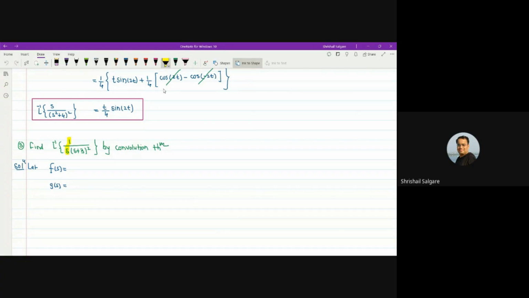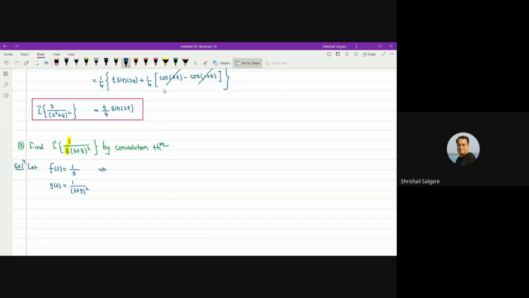Shravani. Yes, Sakshi, you want to say? F of s and g of s? Sakshi, I think you are unmuted. Yes, sir. F of s and g of s: 1 upon s, 1 upon s plus 3 whole square. Yes. 1 upon s and 1 upon s plus 3 whole square.